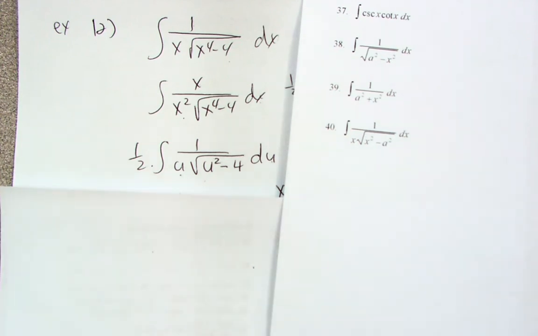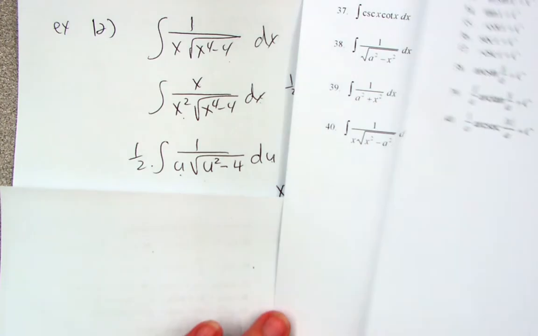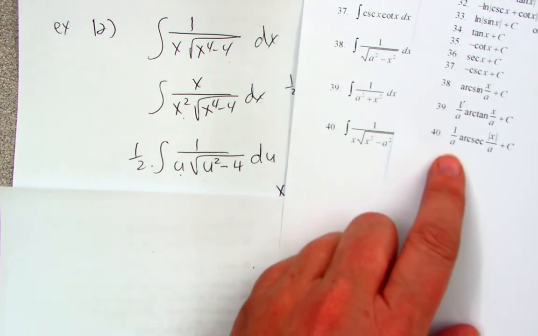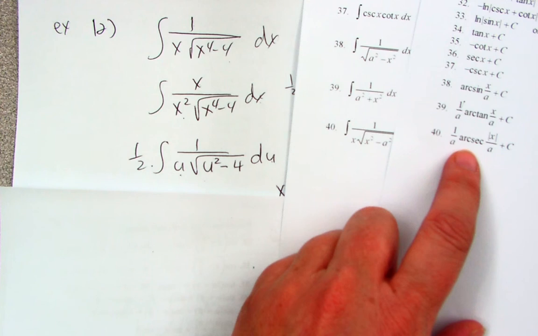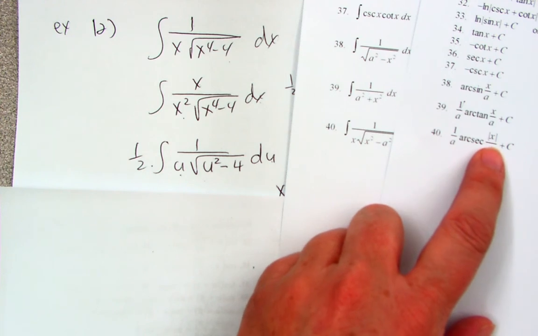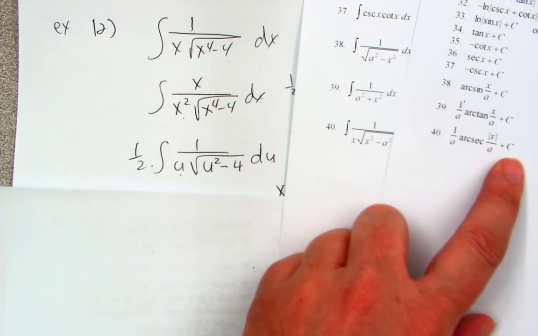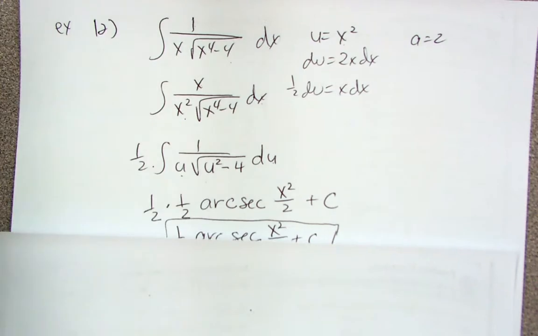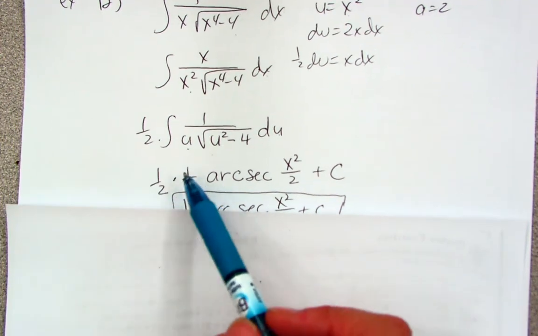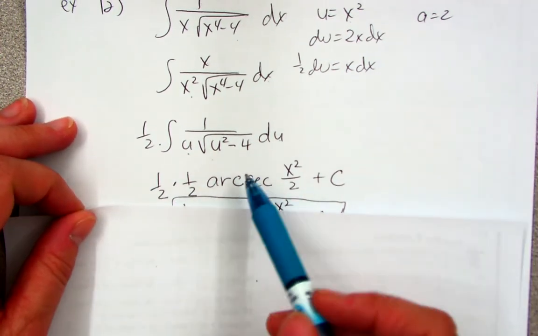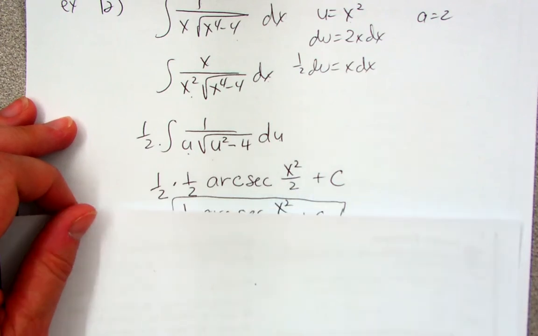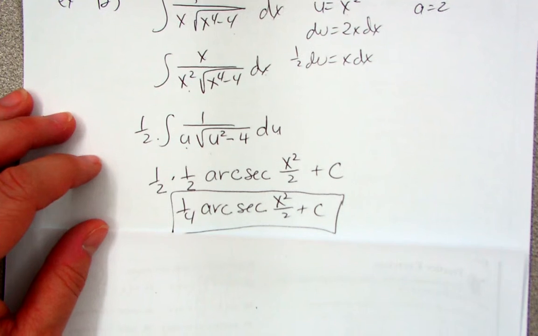And what is that? Let me get my answer sheet. I had it here just a moment ago. There it is. It's the inverse secant. So 1 over a. What is a? My 2. Inverse secant or arc secant over the absolute value of u. What is u? It's x squared over 2 plus my constant of integration. So let's do that. There's my 1/2. It said 1 over a. My a was 2. Arc secant, and then my x squared over 2 plus c. Just multiply my 1/2, that's 1/4.